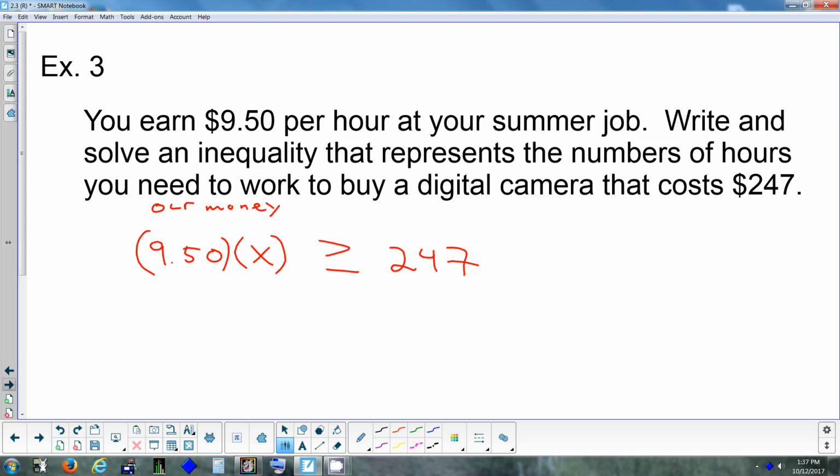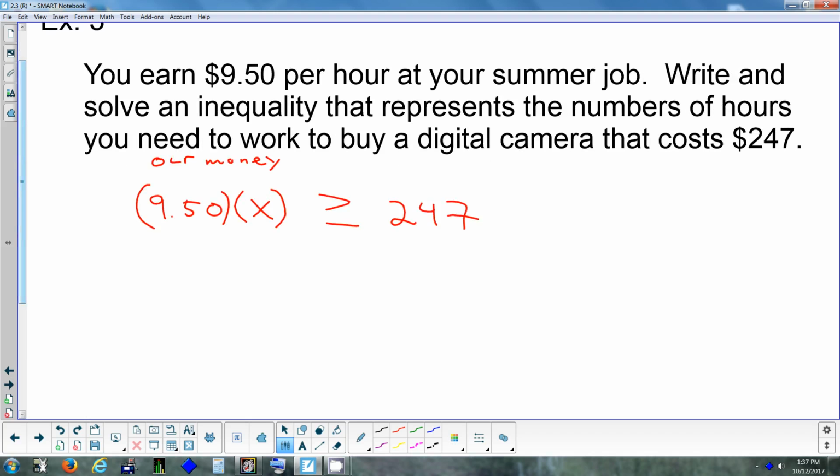So how do we solve that? How do we figure out how many hours we have to work? Xander? Divide by 9.50 on both sides. What operation is this right here? That's multiplication, so what's the opposite? Division. So you're going to divide by 9.50 on both sides. What are we dividing by, Joe? 9.50.